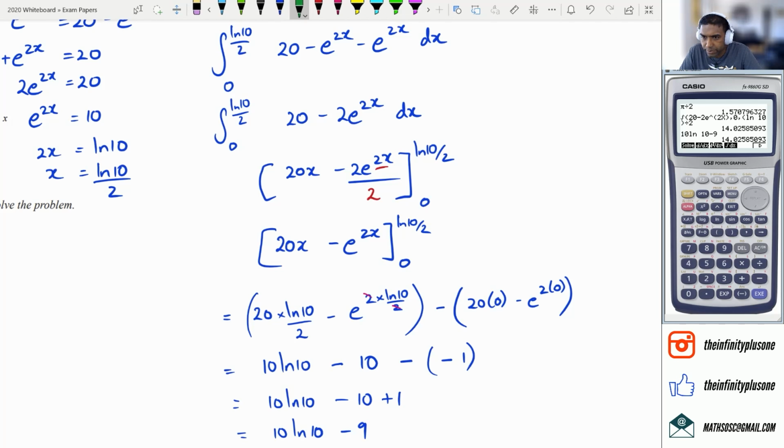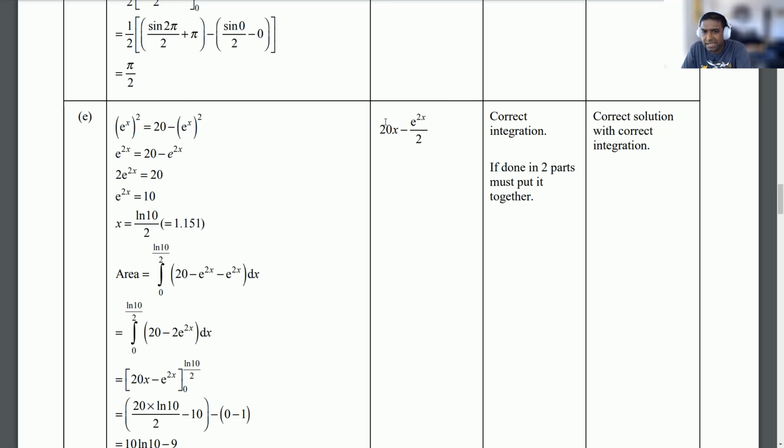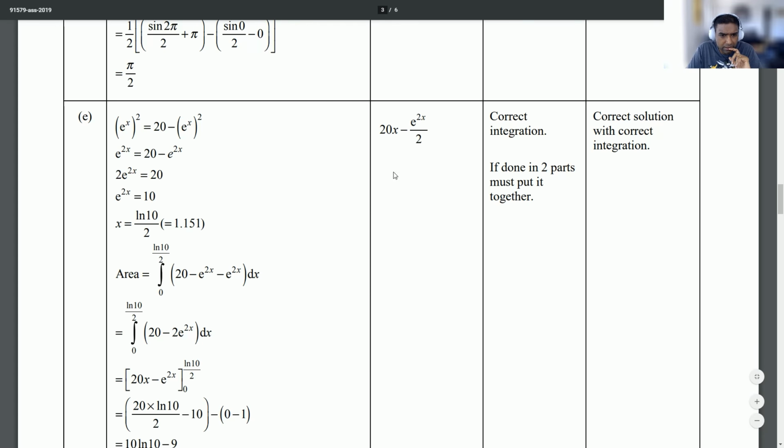It's a bit strange. As you guys can see, with the marking schedule, for achieved, there's a 20x minus e to the power of 2x over 2. I guess that if I'm correct, they might have made a mistake and forgot the 2 there. Correct solution with correct integration gets you an excellence. Correct integration, geez. Maybe, I'm not sure how you can get an achieved with this, because nothing of that is actually there.